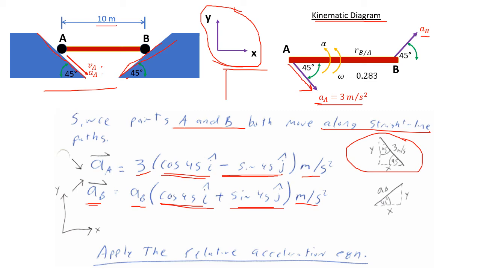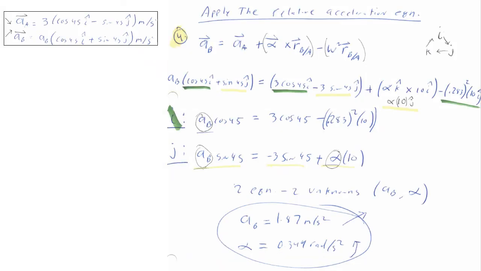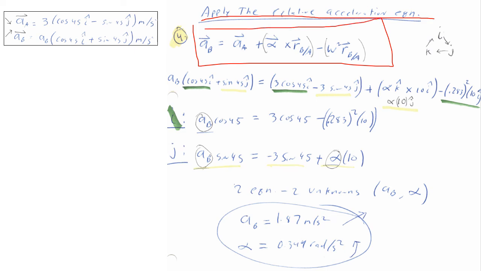My next step in my solution here is to apply the relative acceleration equation. So as I apply my relative acceleration equation, I pull out my general form: my vector a sub B is equal to a sub A plus alpha crossed with my position vector, r sub B relative to A, minus omega squared times r sub BA vector here. So I realize there is going to be a cross product in here.